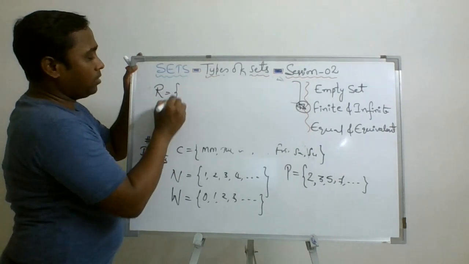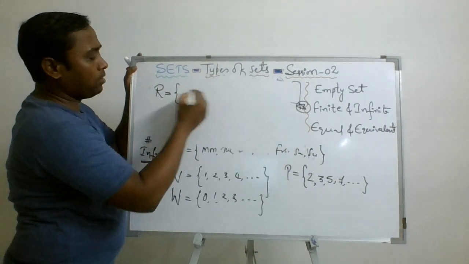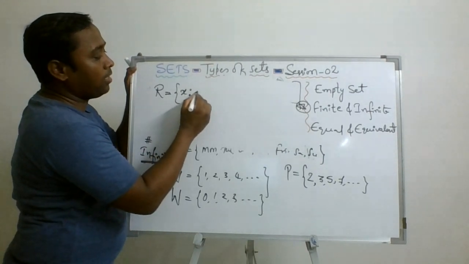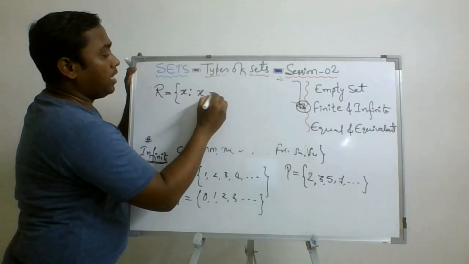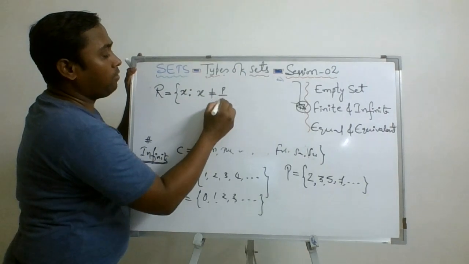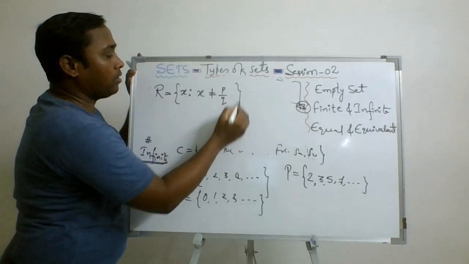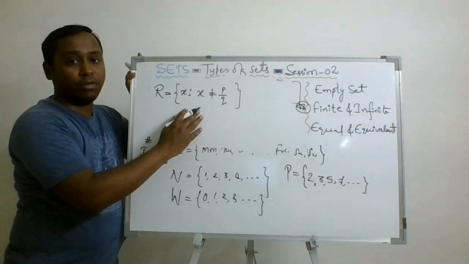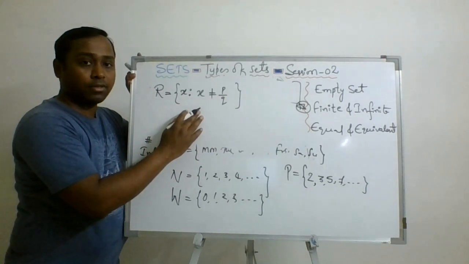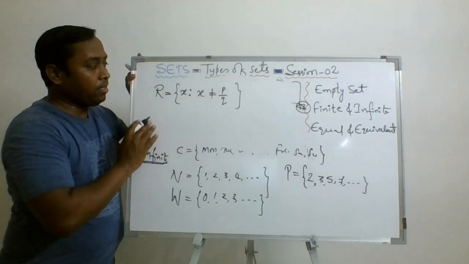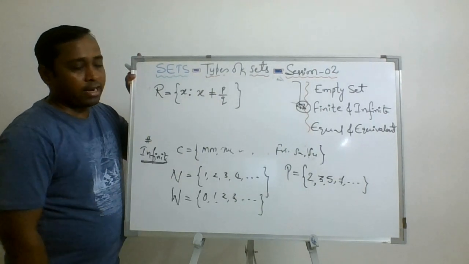The set of real numbers is always represented in set builder form: x is a number such that x is not expressible in the form p by q. Nothing else. This is the way to represent a set of real numbers, because there is no such pattern they are following. So this is all about finite and infinite sets.